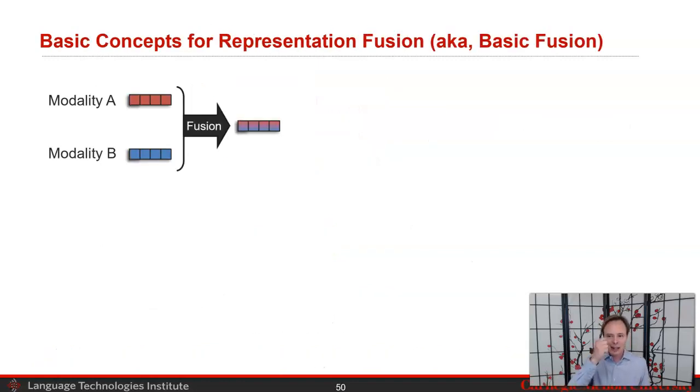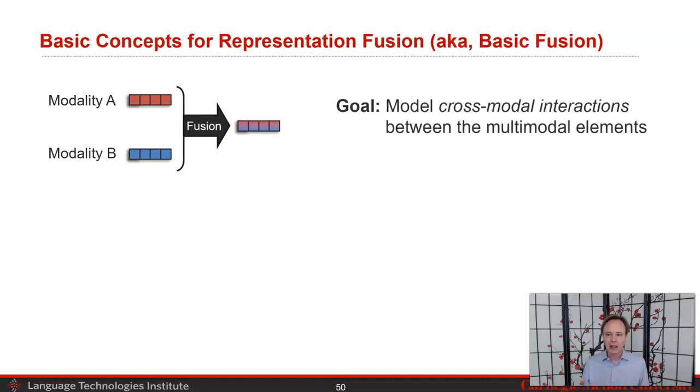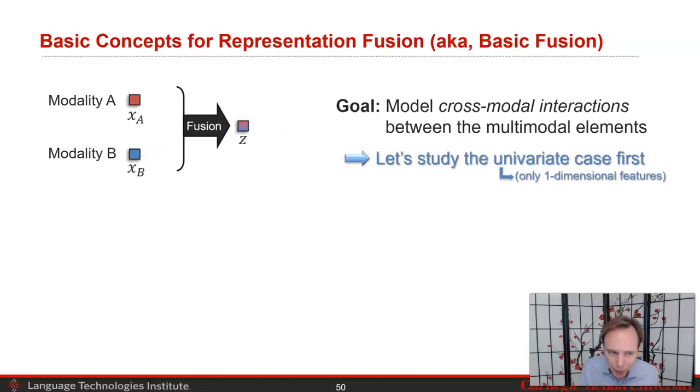So let's study the basic concept, the interesting ideas behind representation fusion. And as you remember, this is the goal of learning cross-modal interaction. And I think it is helpful to start simple first before making it even harder. And so let's start with a univariate case, one dimension for each modality. Why do I do that? Why are you doing this?